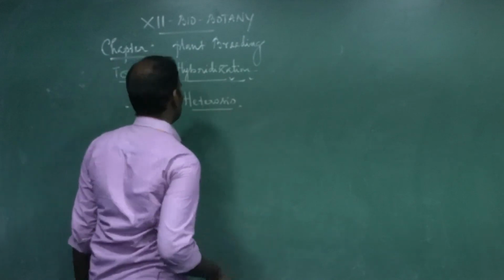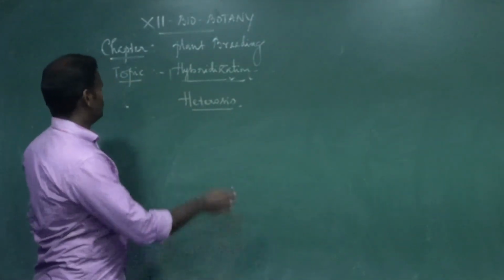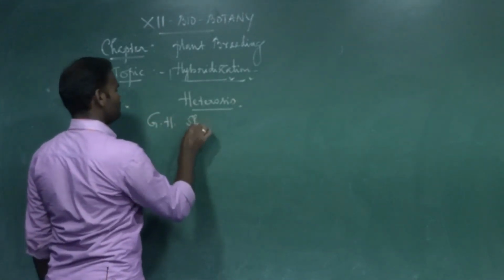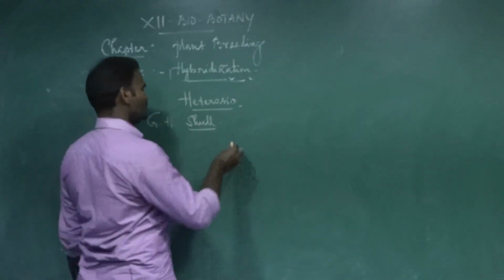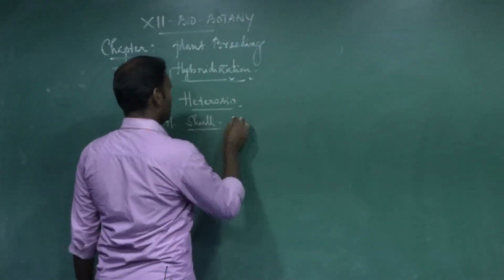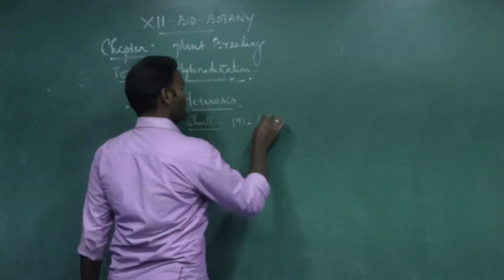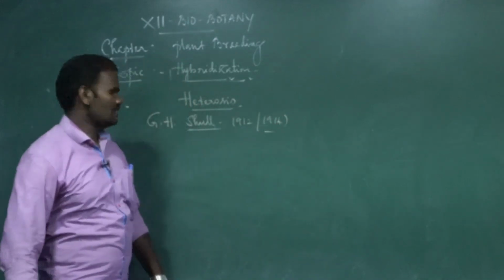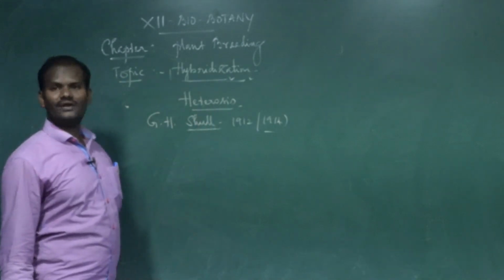Next heading, heterosis. The word hetero means different, and osis means condition. G.H. Shull first coined the term heterosis in the year 1912 in the State Board book, 1914 in the NCERT book. So G.H. Shull is the first person to coin the term heterosis.